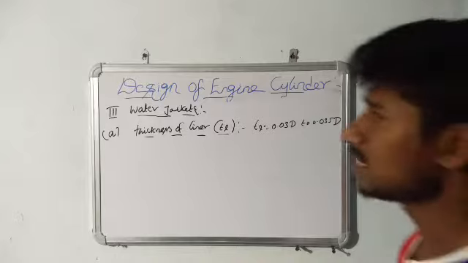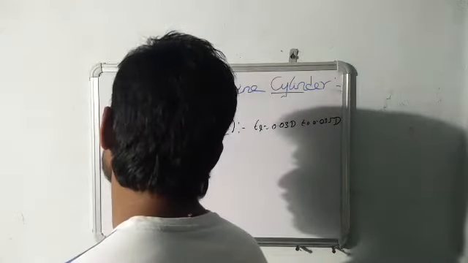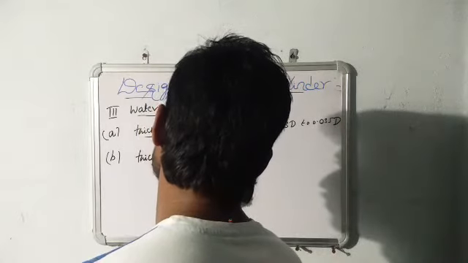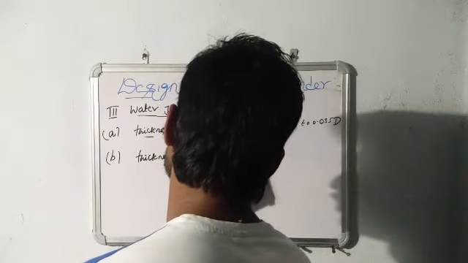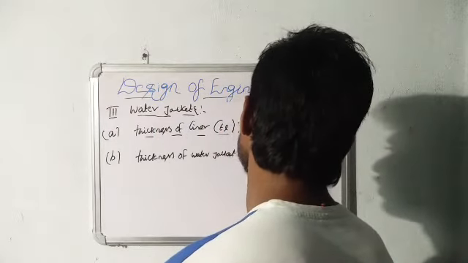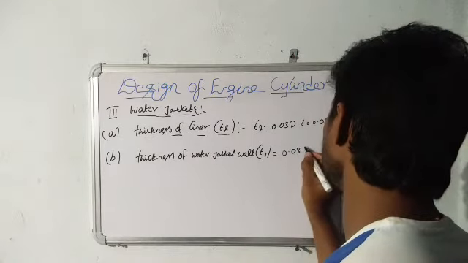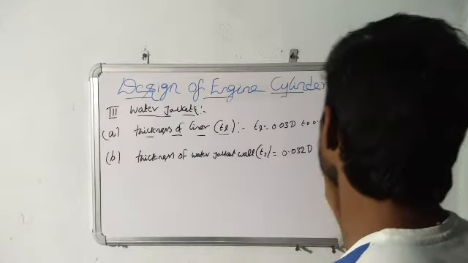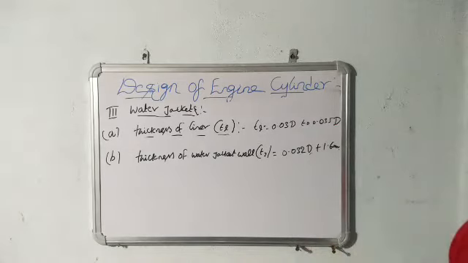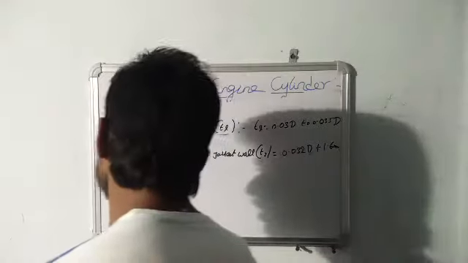If you know the diameter of the cylinder, it is easy to find out the thickness of the liner. This is the first step in the water jacket design, and next go to the second step, that is the thickness of the water jacket wall. It is denoted by Tj, that is equal to 0.032 times D plus 1.6 mm. Here also, if you know the diameter of the cylinder, it is easy to find out the thickness of the water jacket wall. This is the second step in the design of the water jacket.